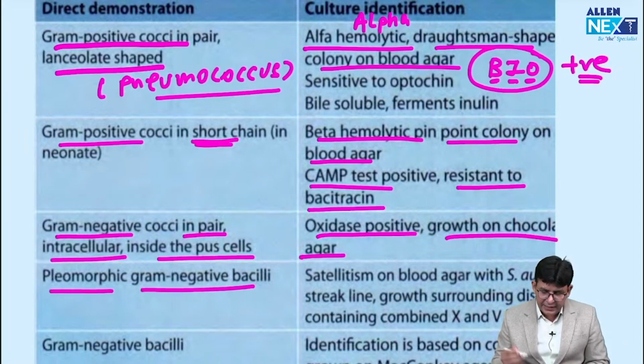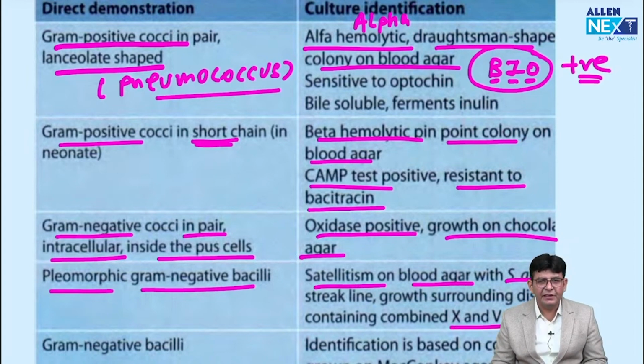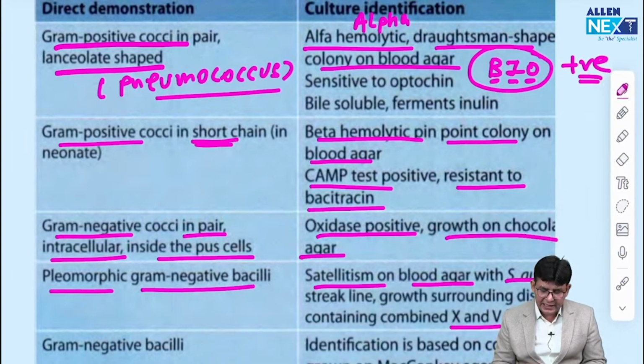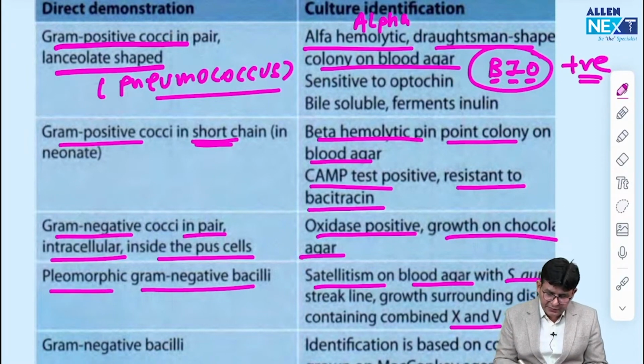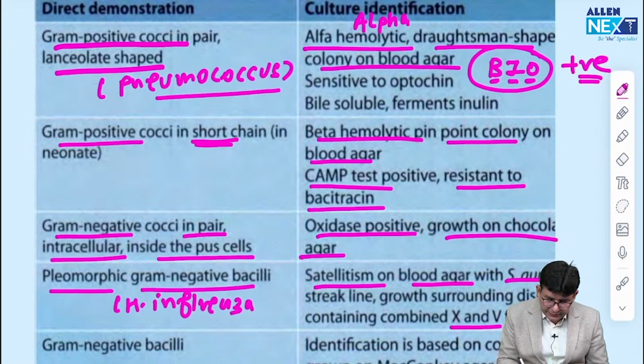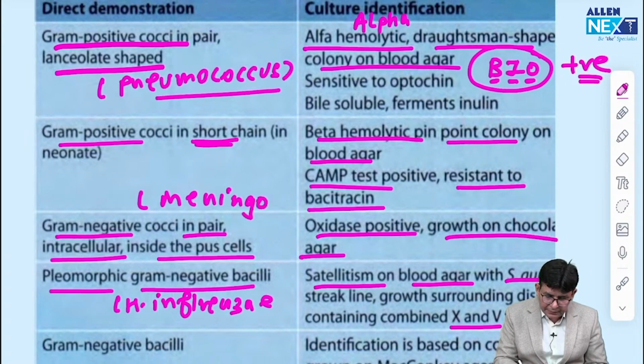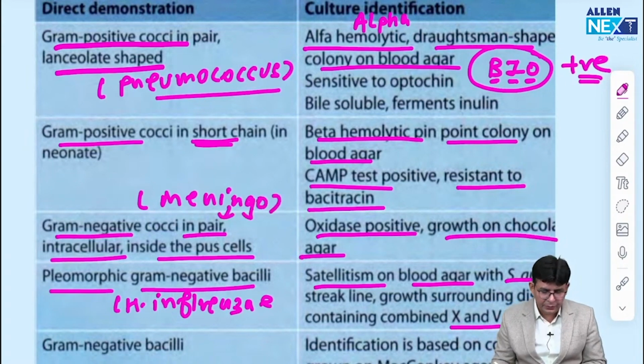Pleomorphic gram-negative bacilli. This particular hint was there. Satellitism is observed in blood agar with the Staph aureus streak. This organism loves to have X and V factors, and it shows this phenomenon, satellitism, on the blood agar. So obviously we are talking about Haemophilus influenzae. And in the above one we are talking about meningo.